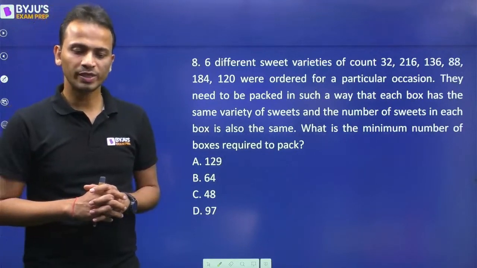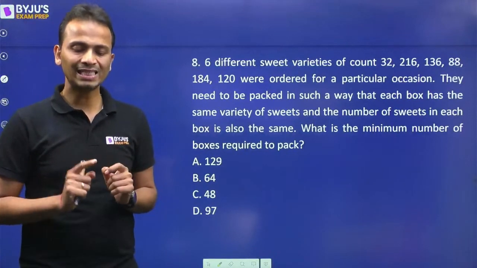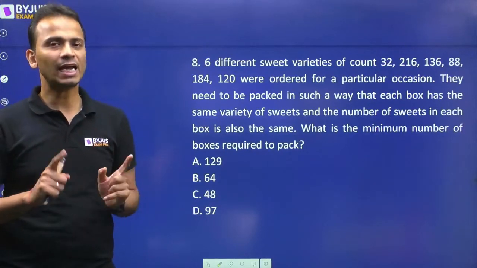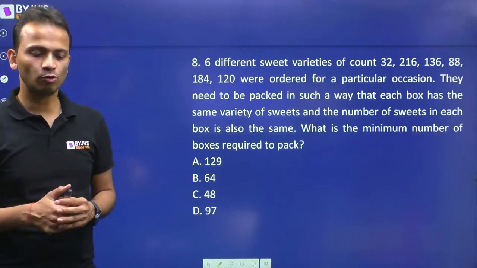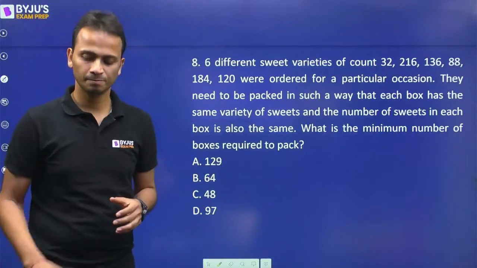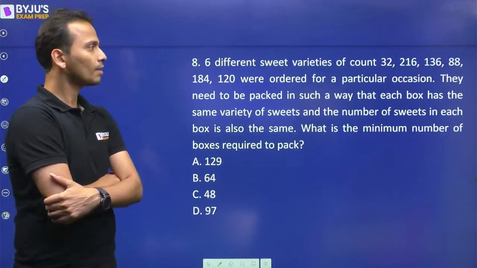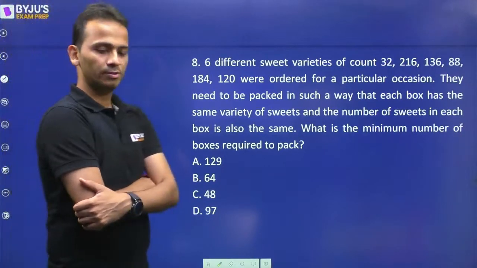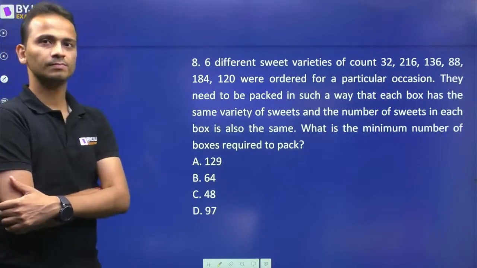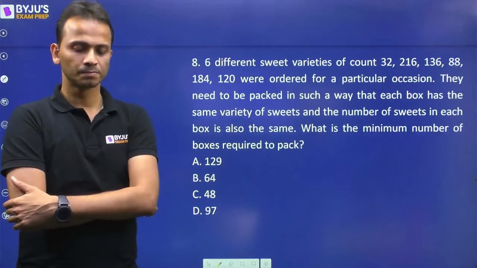They need to be packed in such a way that each box has the same variety of sweets, first condition, and the number of sweets in each box is also the same. Okay, so variety and the number should be same. You'll have to find out the minimum number of boxes required to pack all these sweets. इजी क्वेश्चन है ये वाला, जल्दी से आंसर कर दो.